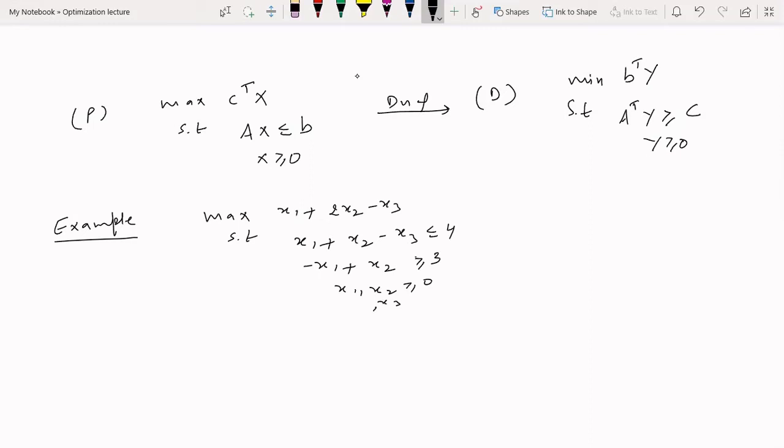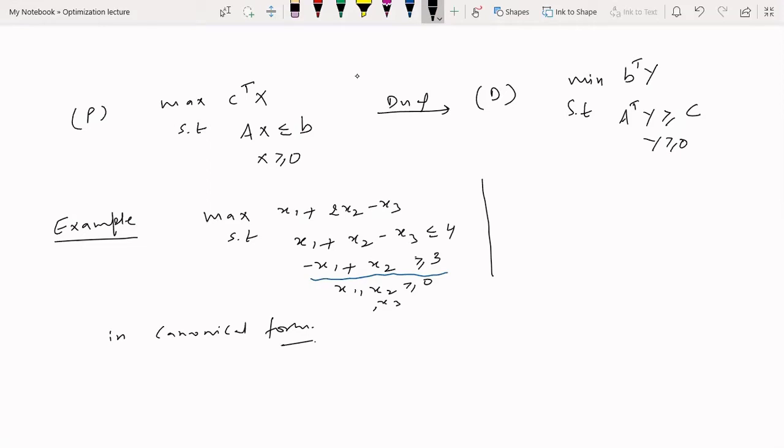Now, the first thing to be noted here is that this given primal problem is not in canonical form. Why? Because for a maximization problem, my constraints should be less than or equal to type. But my second constraint, you can see, is of greater than type. So first, I need to convert this constraint into less than type. So I have to consider the problem in canonical form.